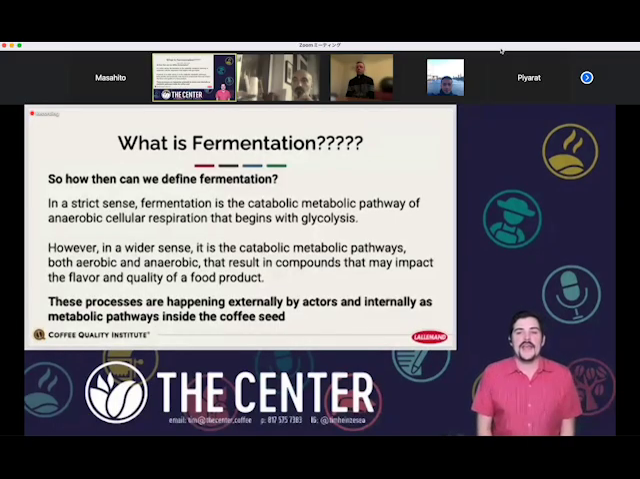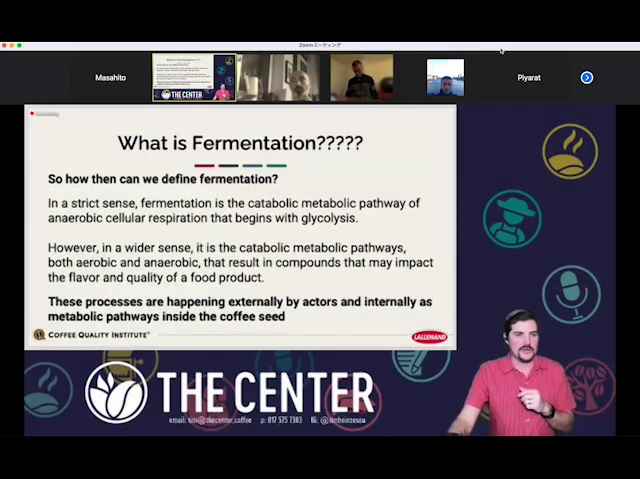Yeah, great question. I think the confusion comes in when we think about the way the term is currently being used in a lot of the coffee industry, versus the actual biological and microbiological terminology. So just to clarify again, the actual catabolic metabolic pathway of anaerobic cellular respiration is what fermentation is, and it begins with glycolysis. And again, I'll talk more about that in a future lesson, but what we mean here by anaerobic cellular respiration is that, and I'll go back here.